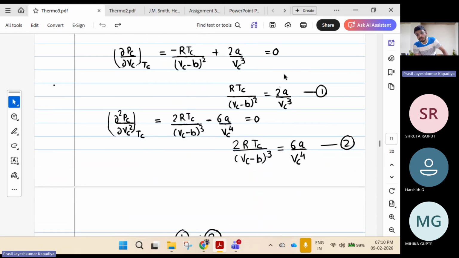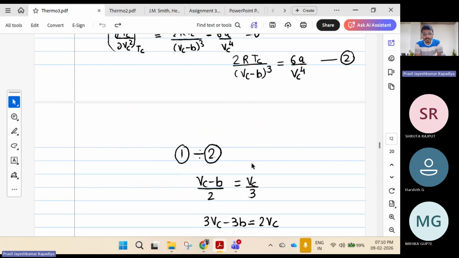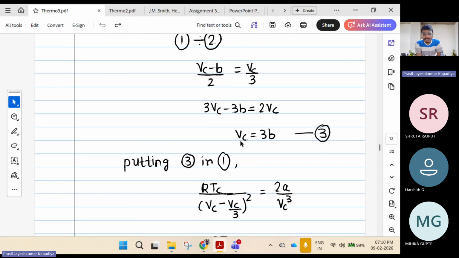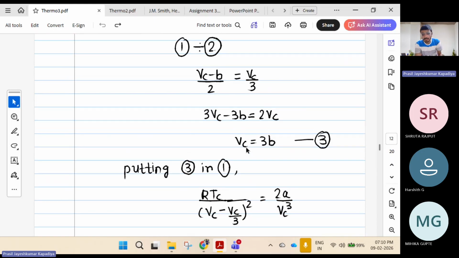So if I find the term for the second derivative, this is what I get: 2RTC divided by (VC minus B) whole cube is equal to 6A divided by VC raised to 4. So I have two equations and two unknowns, A and B. If I solve these two equations, I get that VC is equal to 3B, meaning my B is nothing but VC by 3. So if I know the critical volume of a gas, then my B constant for that particular gas will be nothing but VC by 3.